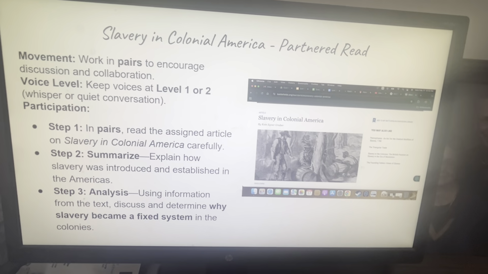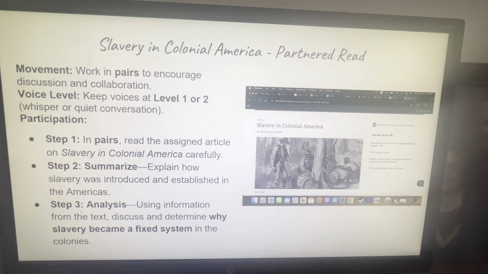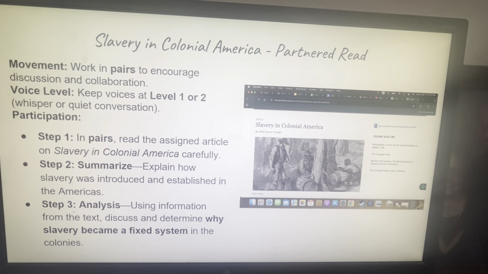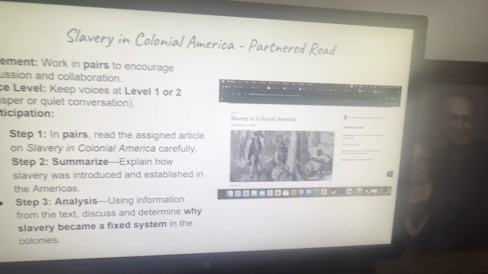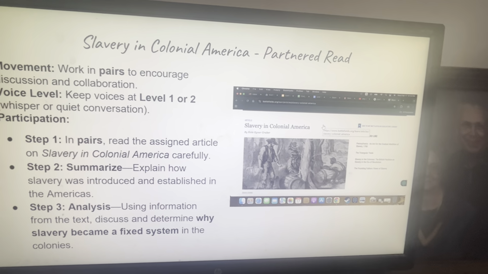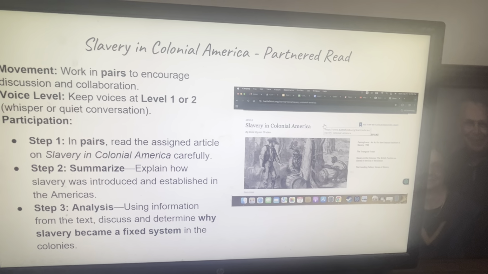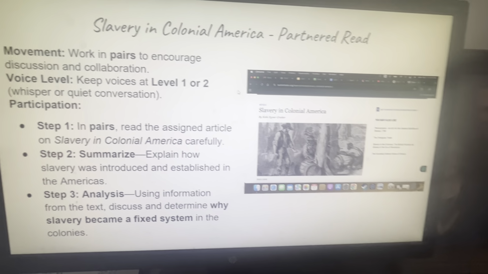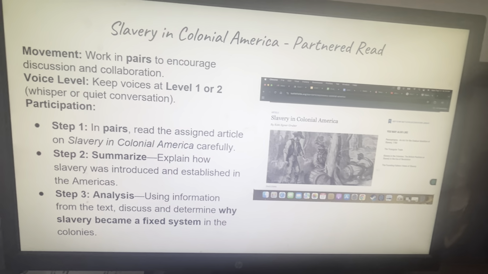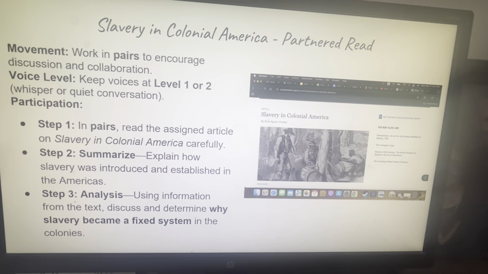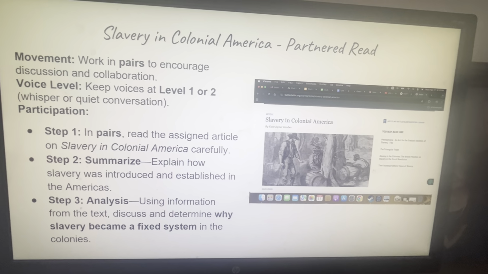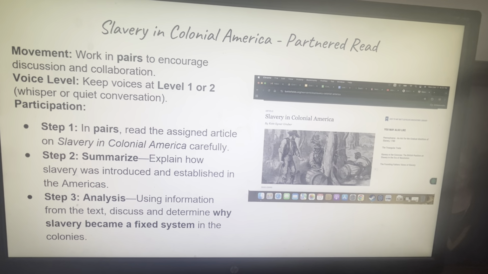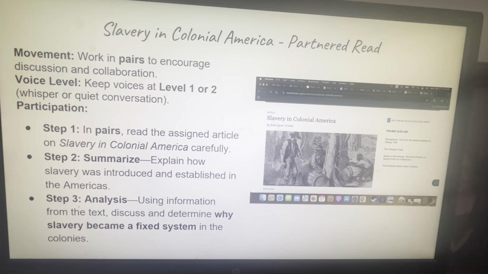Now for our next part of the assignment, students are going to work in pairs to discuss and collaborate. They're going to read the assigned article, which I have pulled up here, and students will have this as a handout, or they will have access to it on their Chromebook laptop. So they will read the assigned article. Step 2, they'll explain how slavery was introduced and established in the Americas, and then using the information from the text, discuss and determine why slavery became a fixed system in the colonies.